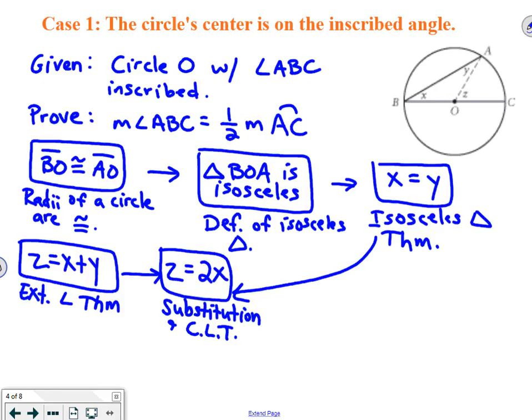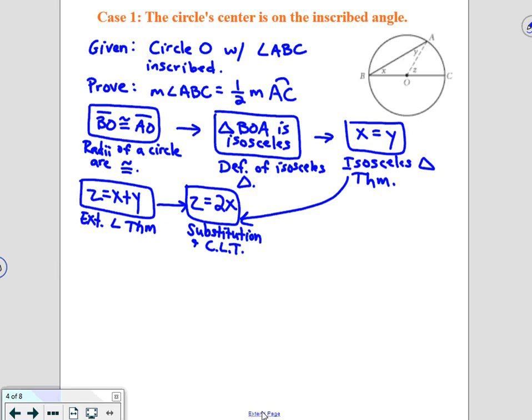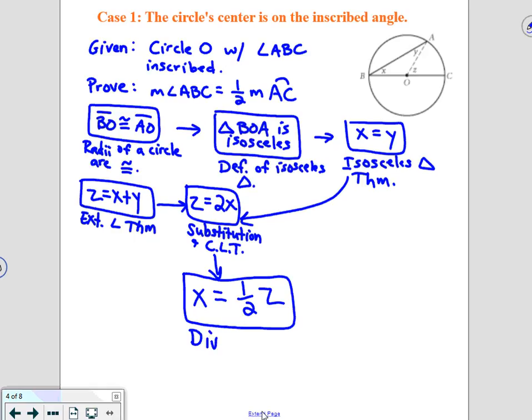So we now take our equation here. We divide both sides by 2, so we get x equals 1/2 z. That's the division property of equality.